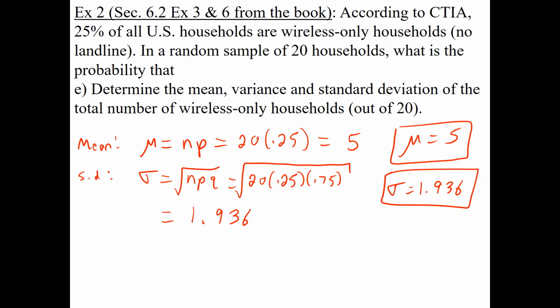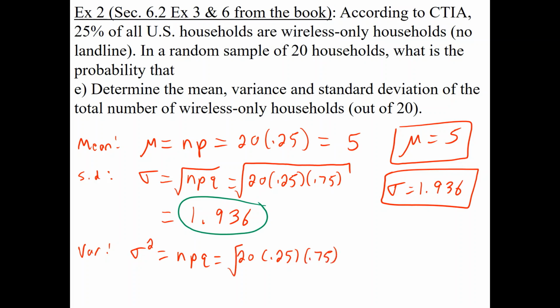Okay, and then for the variance, there's a couple ways you can do it. You can just go ahead and square the standard deviation. But if you do it that way, square the number on your calculator. Don't just square the 1.936 because it's rounded a little bit. Or the other way to do it is to use the formula for the variance. The formula for the variance, sigma squared, is n times p times q. So you just plug in, and it's 20 times 0.25 times 0.75. Oh, sorry, no square root. Okay, and when you plug that in the calculator, you get 3.75. So the variance is 3.75.